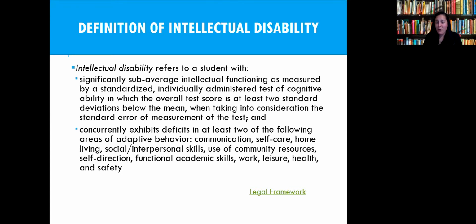When I showed you that beautiful bell curve, which I really want you to become familiar with and love, it showed you that average was 100 and 1 standard deviation was 15 points. So someone who's 30 points below that average, so 70 and below, is going to be in that consideration range for a student with a disability of intellectual disability. However, it does need to be coupled with deficits in adaptive behavior.